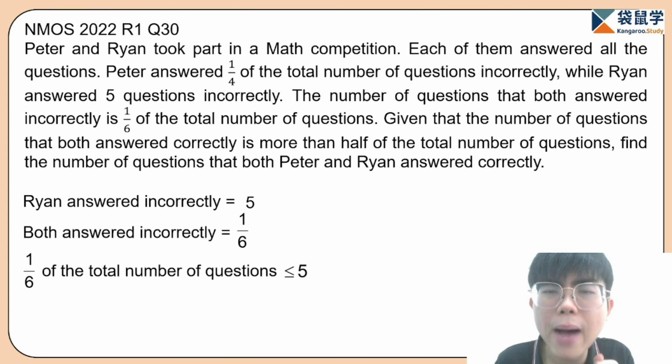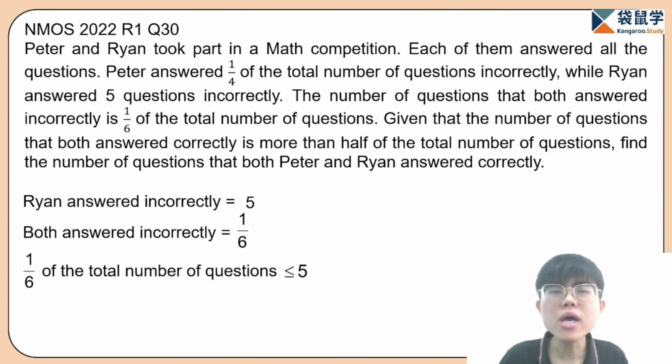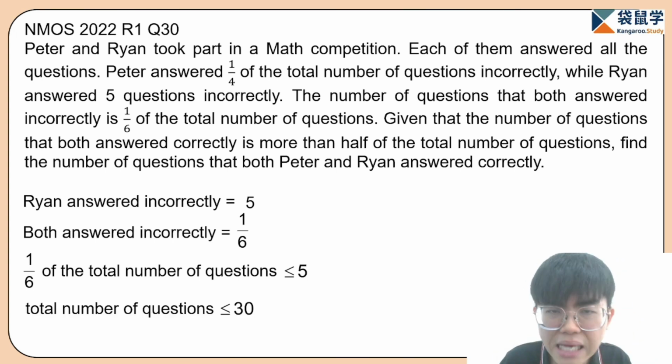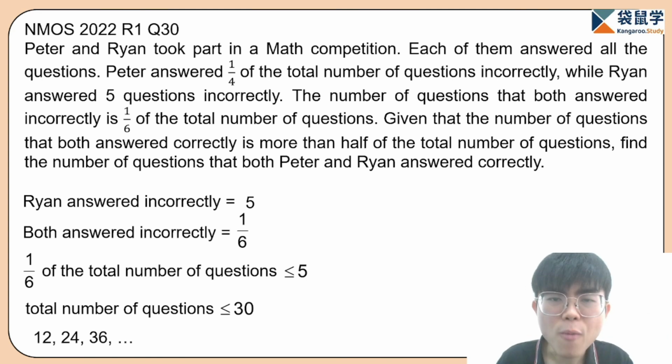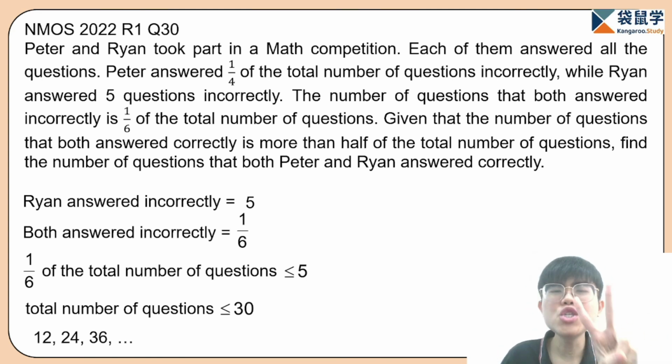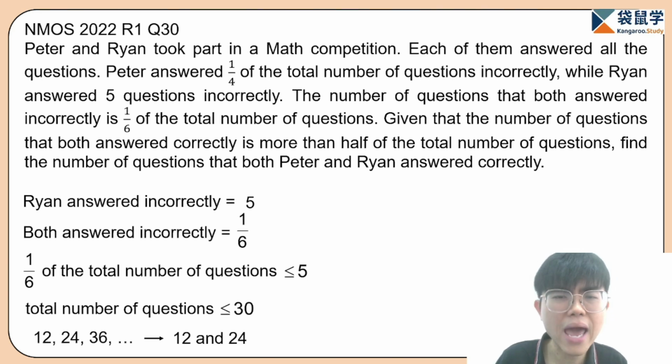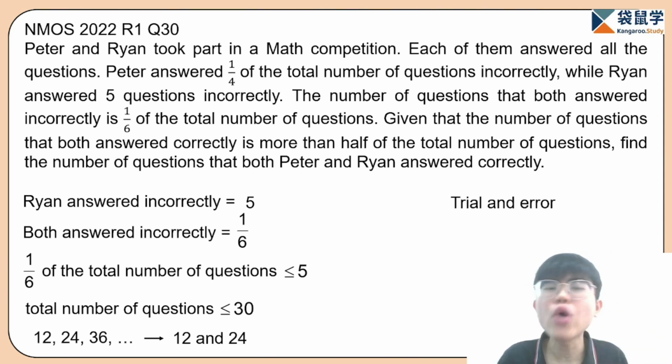So if we multiply by 6, we will find that the total number of questions can only be less than or equal to 30. Just now we know that the total number of questions can be 12, 24, 36, and many more. With this condition that we have just found, the remaining 2 possibilities are just 12 and 24. So what we want to do next is to use the trial and error method to check which one of them is the correct answer, right?